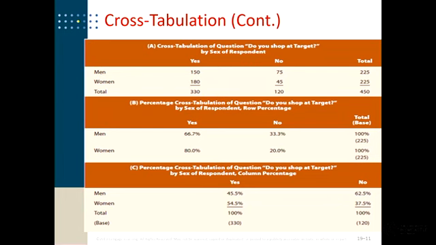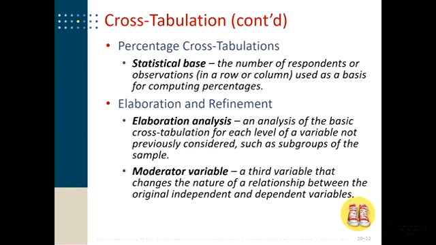So these are tabulation and cross tabulation, different ways of presenting our data. The statistical base, I already discussed: you have the column total and the row total, and you are expressing each frequency in the table as a percentage of your column total or row total. Elaboration analysis and moderator variable, sometimes we go for them when we want to extend our cross tabulation analysis.